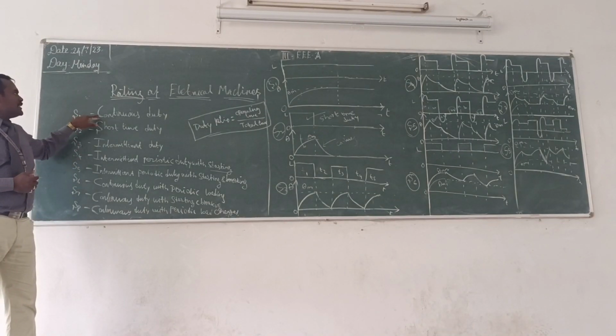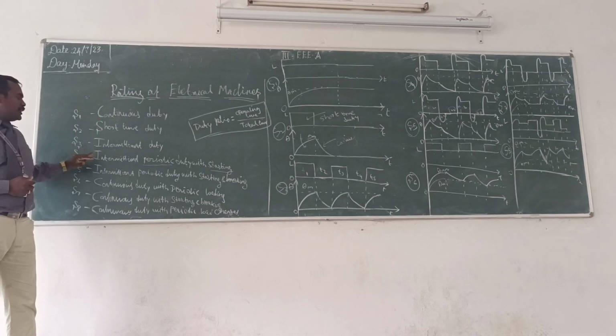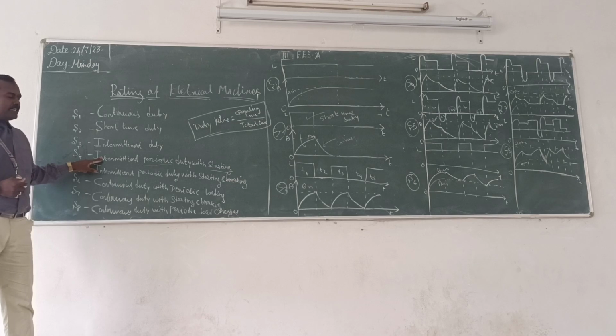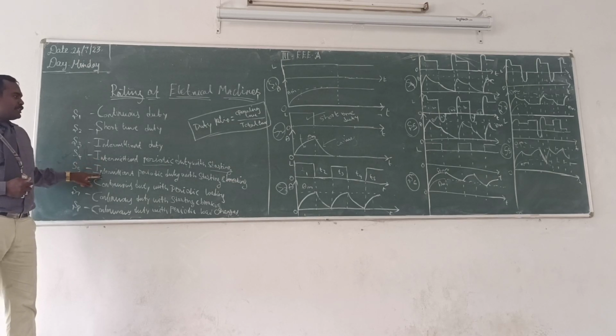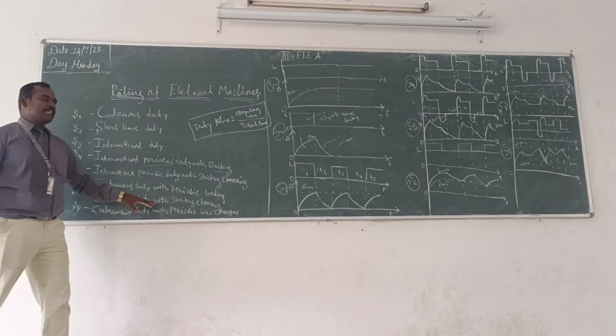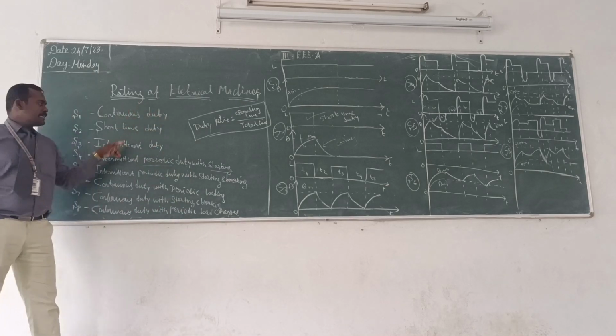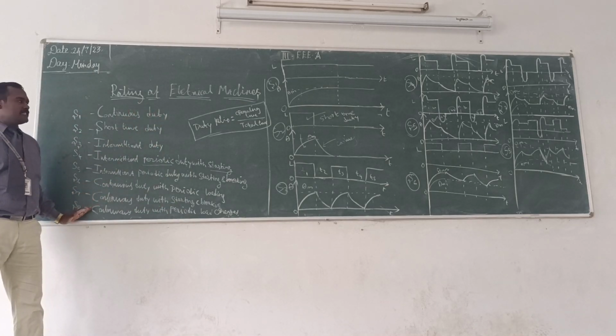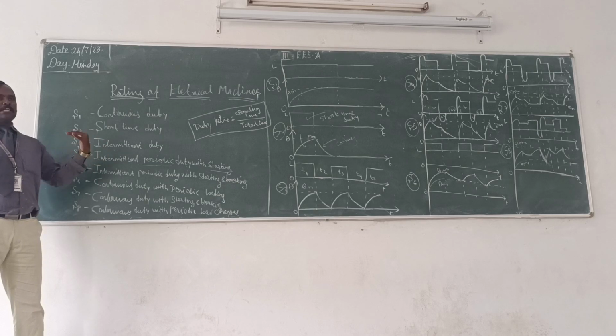S1 is continuous duty, then short time duty, intermediate periodic duty, intermediate periodic duty with starting, intermediate periodic duty with starting and braking, continuous duty with periodic loading, continuous duty with starting and braking, and continuous duty with periodic load changes. They have been classified into 8 major categories based on the applied load.